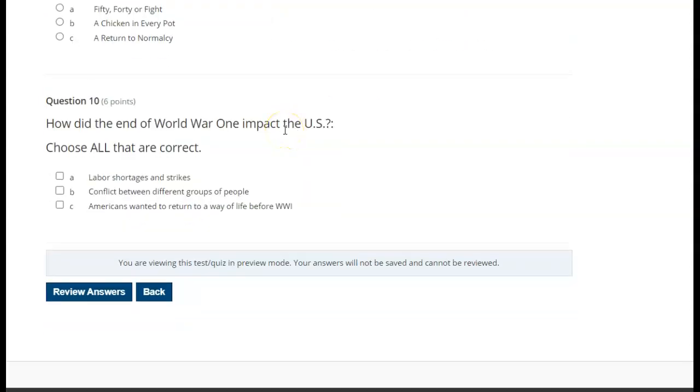How did the end of World War I impact the U.S.? Choose all that are correct. A. Labor shortages and strikes. B. Conflict between different groups of people. C. Americans wanted to return to a way of life before World War I.